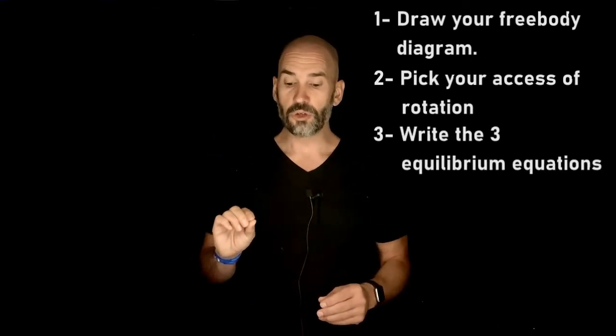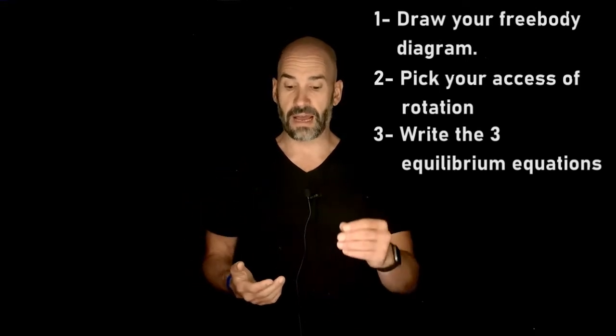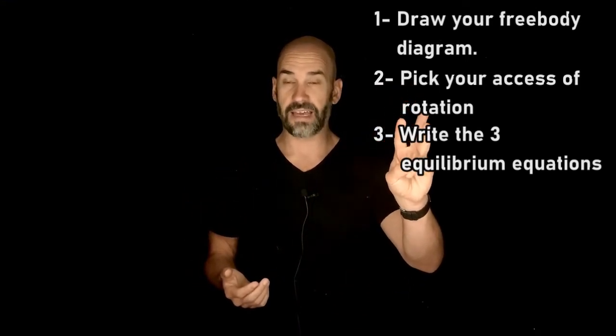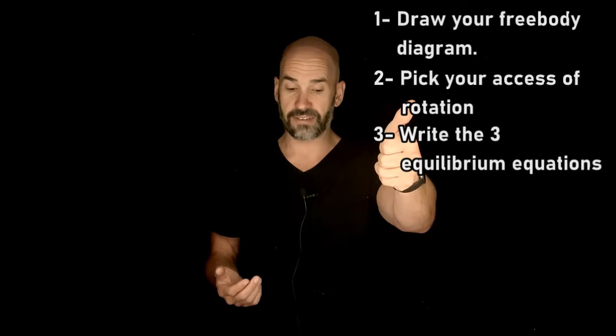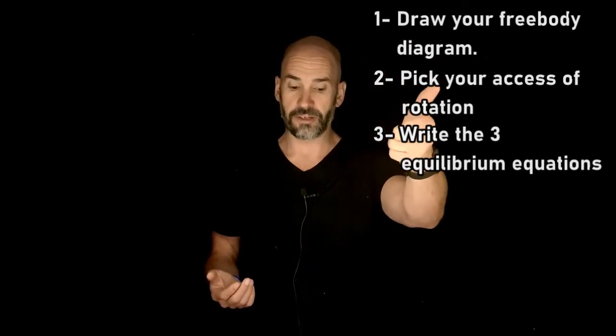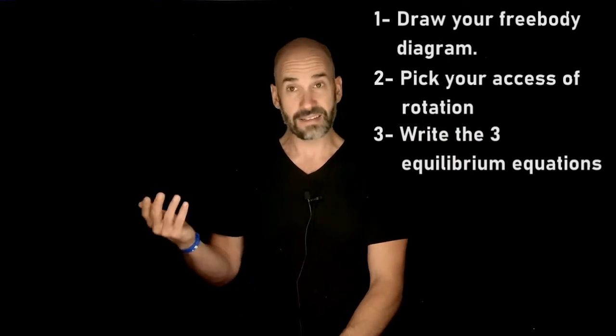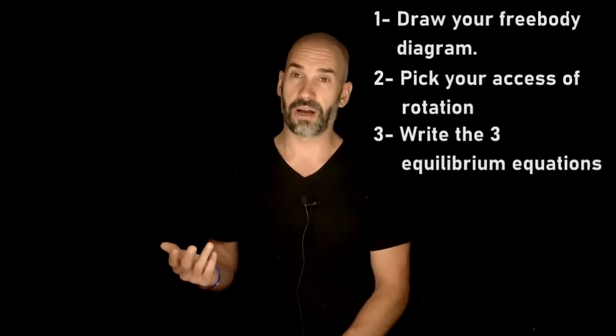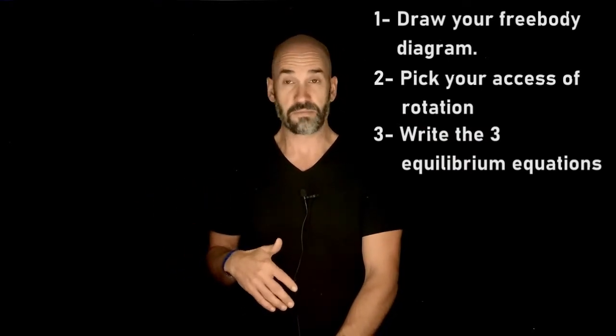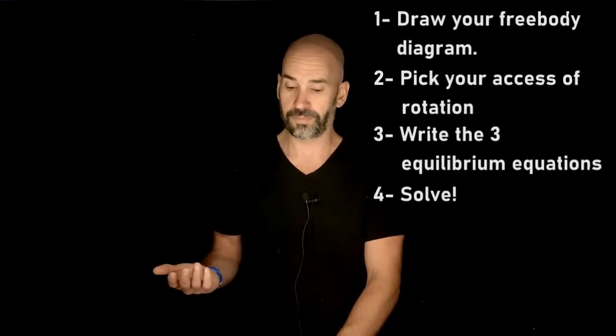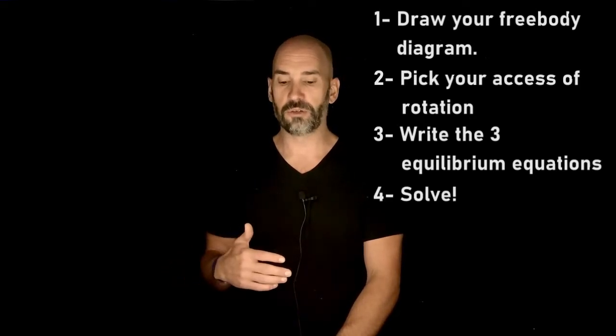Step 3, use your free body diagram to write out the 3 equilibrium conditions. Again, that's the sum of forces in x equals 0, the sum of forces in y equals 0, and the sum of torques equals 0. And then lastly, the last step of almost every process that I share with you is to solve for what you're looking for. We are going to use this 3-step process on the problem in the next slide.